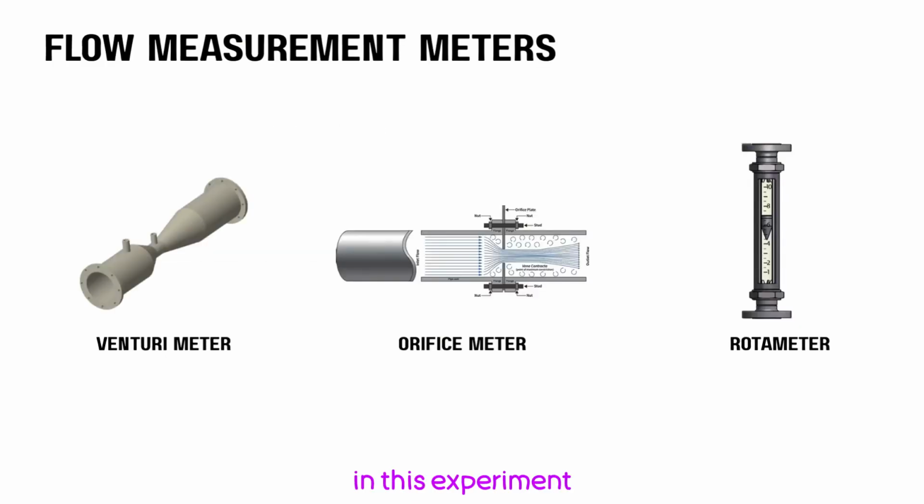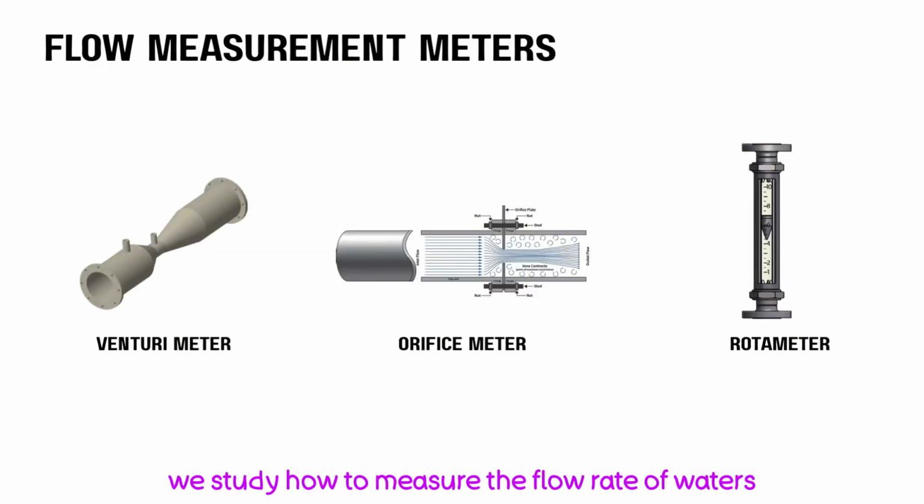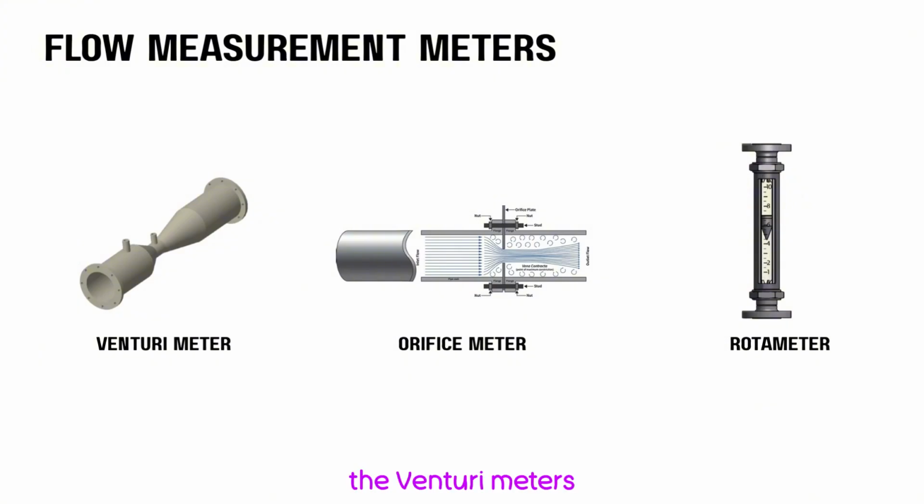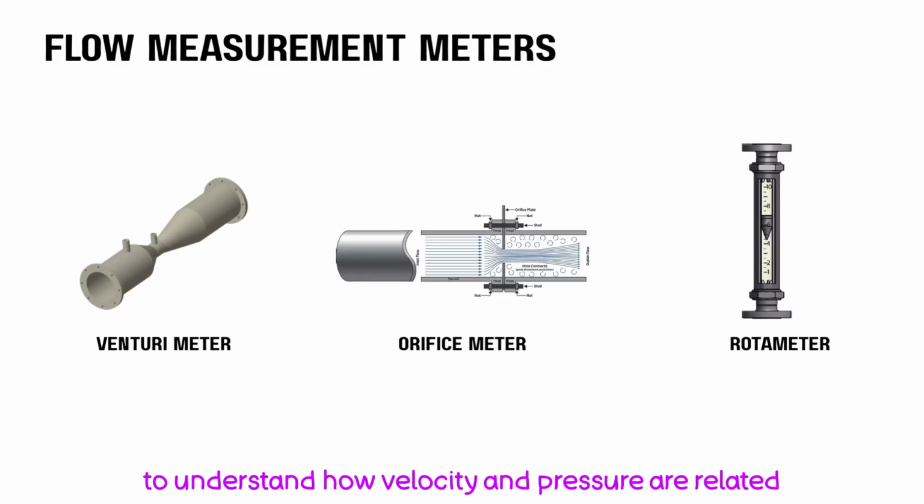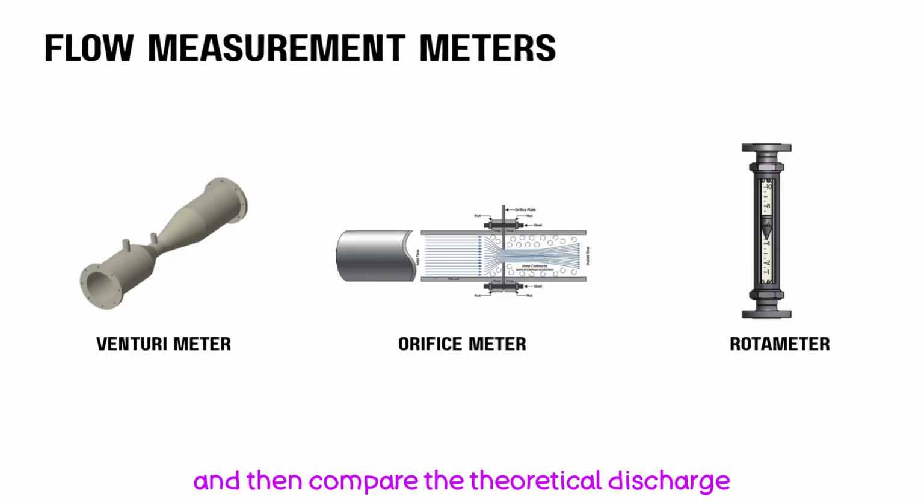In this experiment, we study how to measure the flow rate of water in a closed pipe using three different devices: the venturi meter, the orifice meter, and the rotameter. The main goal is to apply the Bernoulli and continuity equations to understand how velocity and pressure are related, and then compare the theoretical discharge with the experimental discharge that we measured in the lab.